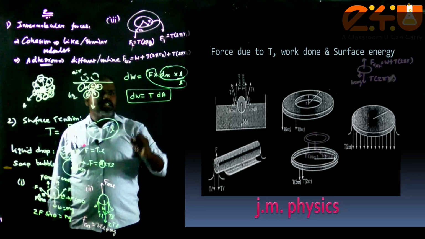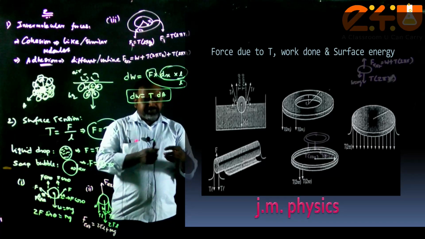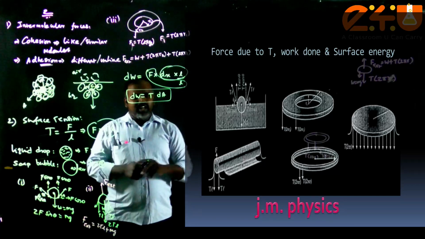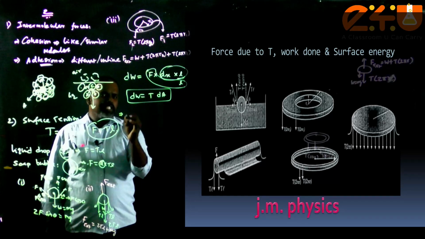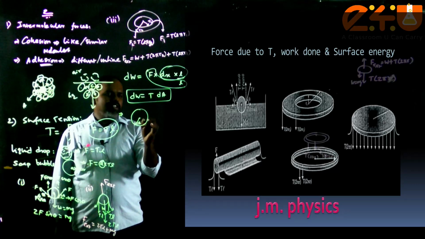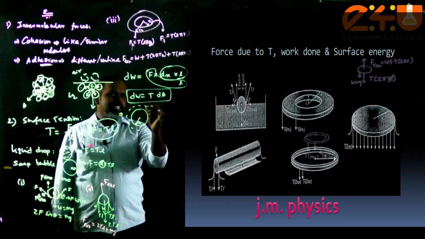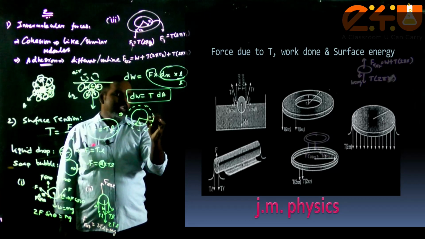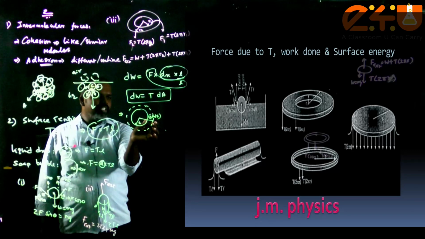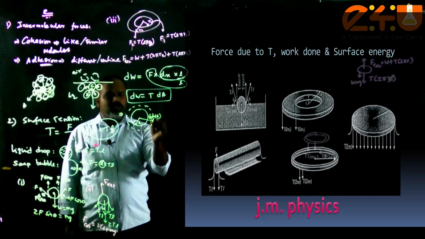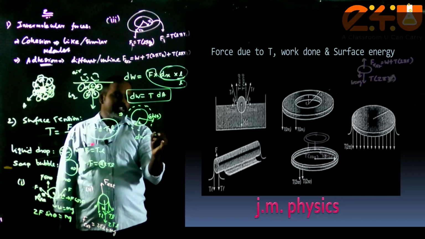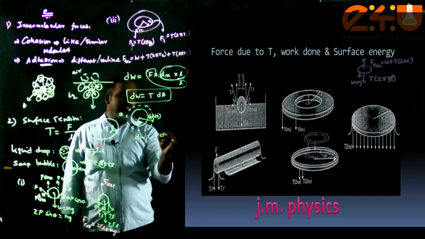So this is the work done to change any liquid drop or air bubble from one radius to another radius. For example, a liquid drop of radius R1 changes to some other new radius, for example R plus dr. If you want to do that, there is a change in area dA. So what is the amount of work done? For this case, it is given by dW equal to T into dA.